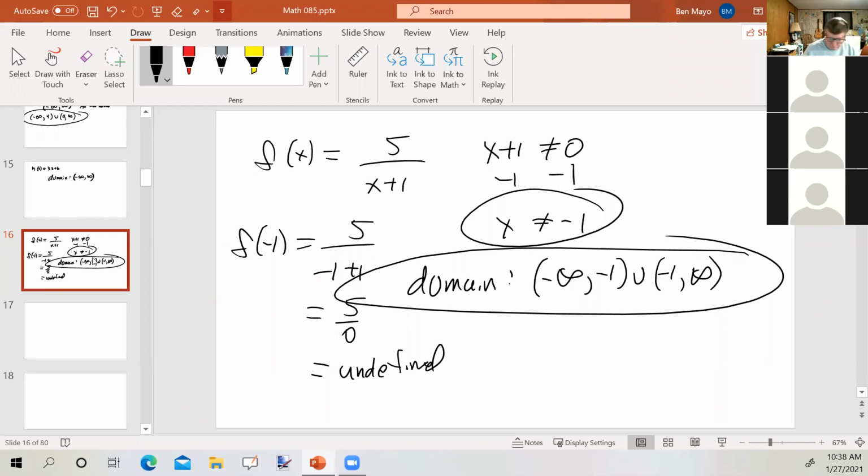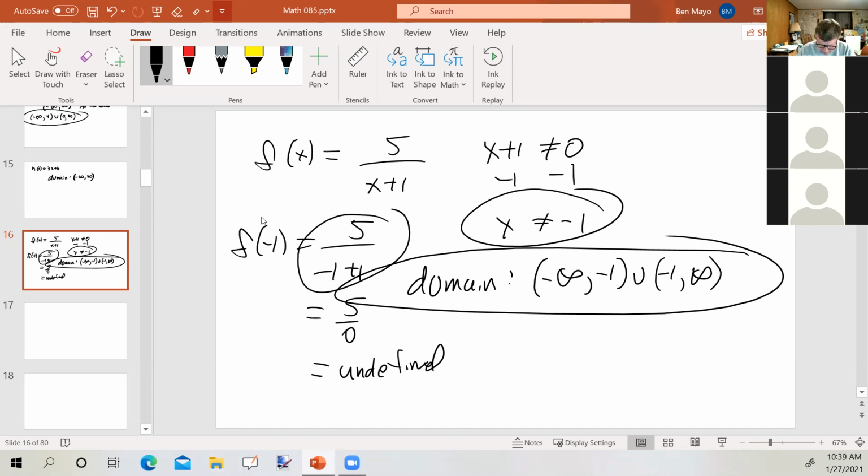So we don't do it like the f of x, we solve for x on the other side instead? I'm not sure what you're asking. Can you say that again? Okay, so how you did the 5 over negative 1 plus 1, and then x is going to equal 0. So we don't do it that way.